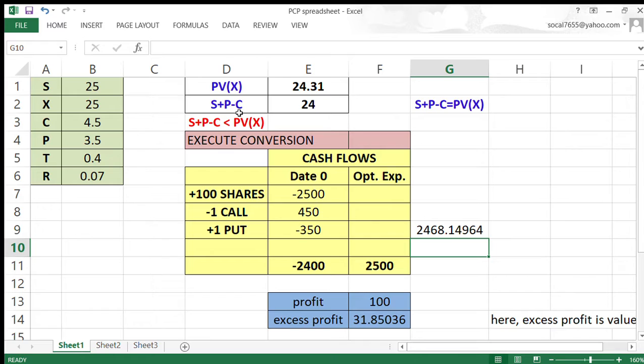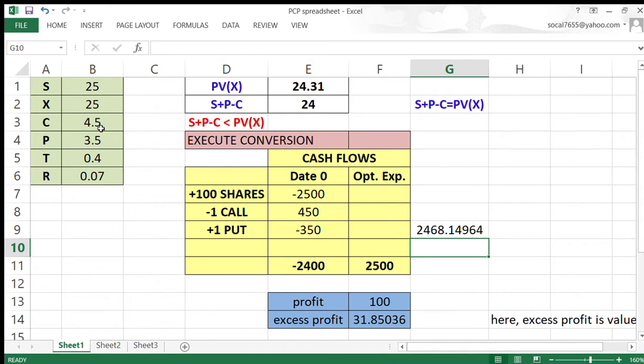So as the call price gets lower and the put price gets higher, you can see that we're adding a bigger number and subtracting a smaller number, and so this number is going to grow. Okay, and at some point we'll get an equilibrium when it's at 24.31. And that's how good markets work. Well, let's look at one more example quick.